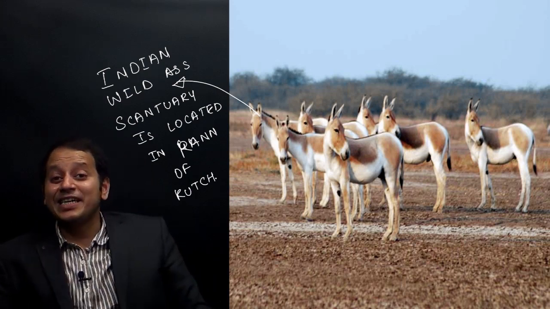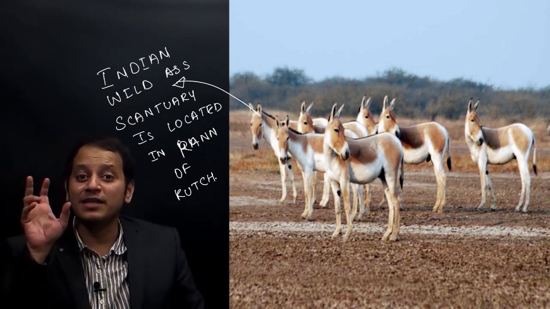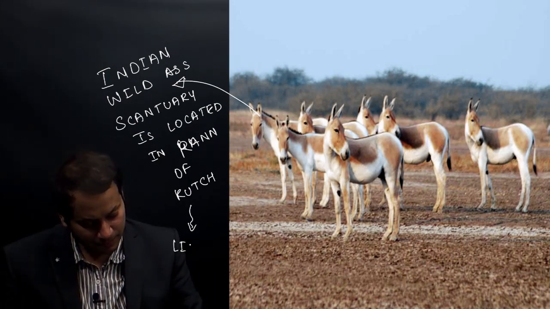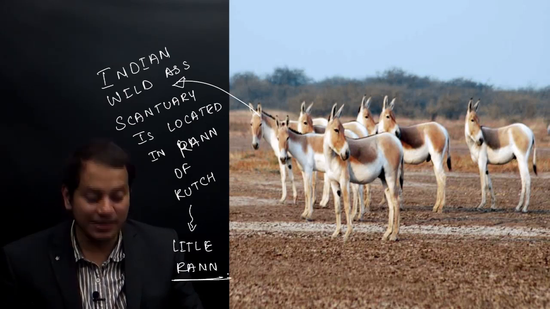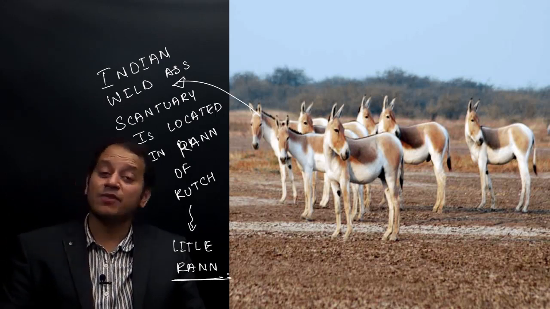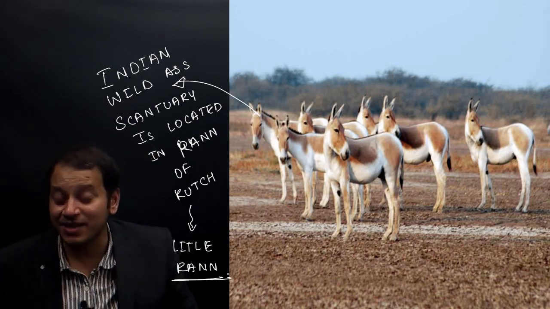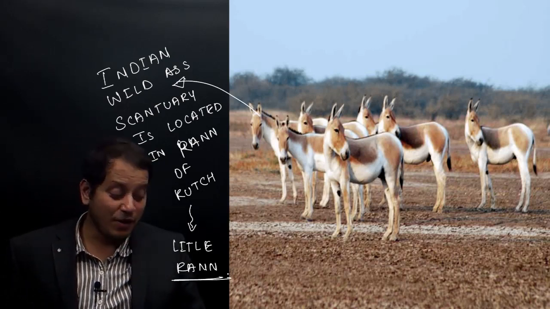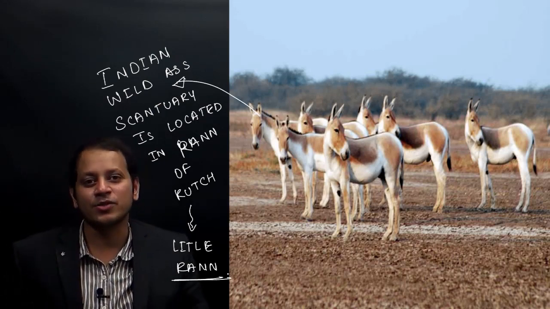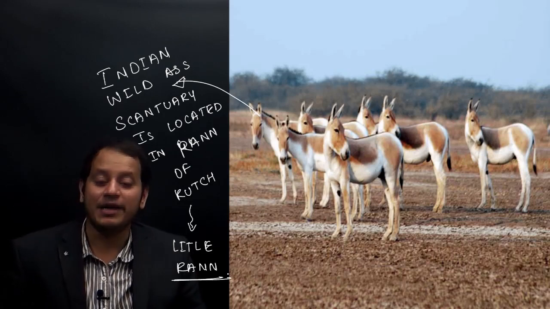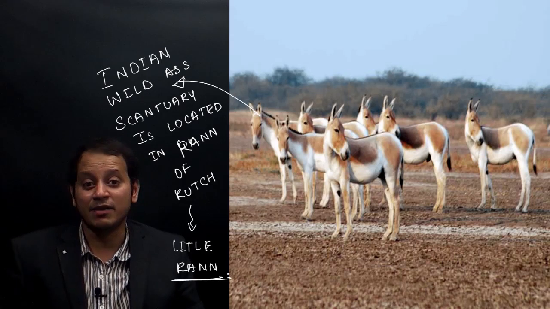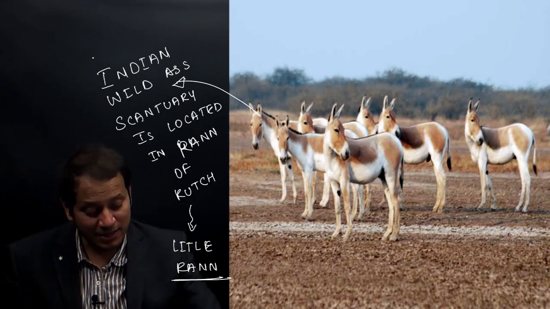So, where is the Indian wild ass sanctuary located? In the Run of Kutch. Actually, it is located in the Little Run region. Indian wild ass is found only in this region. If I ask you again in which state, you know the state is Gujarat. Okay, so the Indian wild ass sanctuary in the Kutch region. In the Kutch region, Kandla is an important port, and remember the Indian wild ass sanctuary also. So Gujarat in the Kutch region.